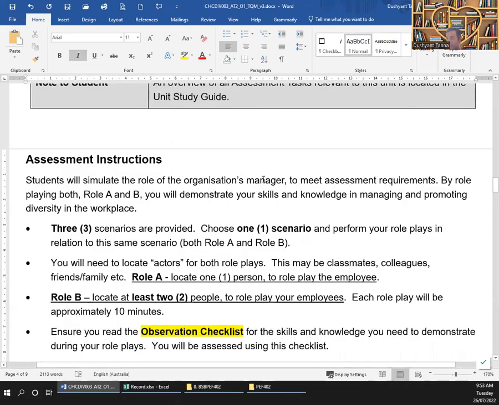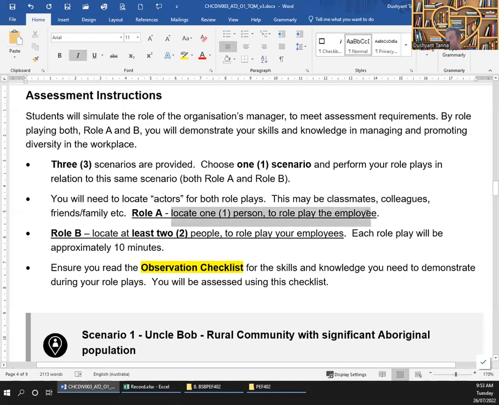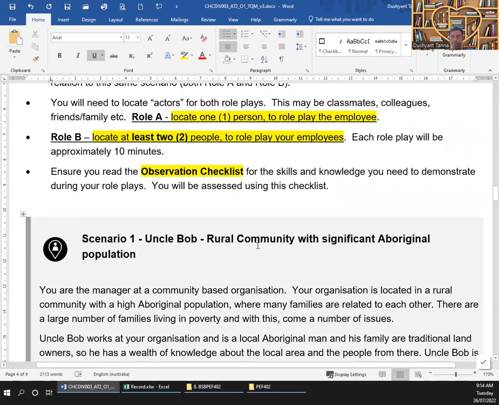And that's what it says here as well. So you need to have one more person, and at least 2 people who will act as an employee. Okay.